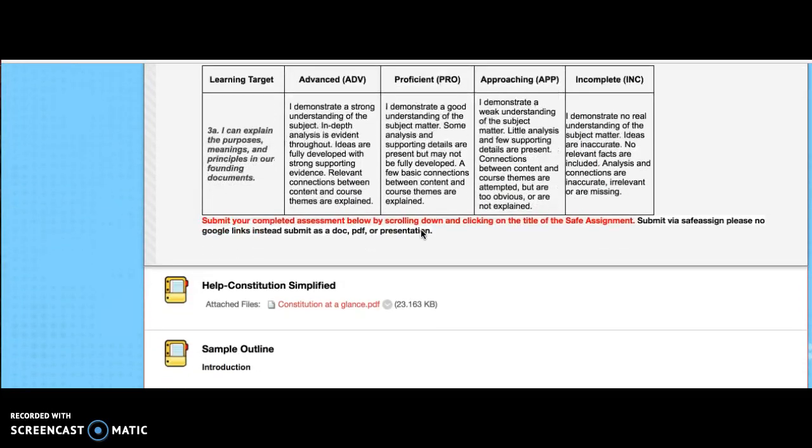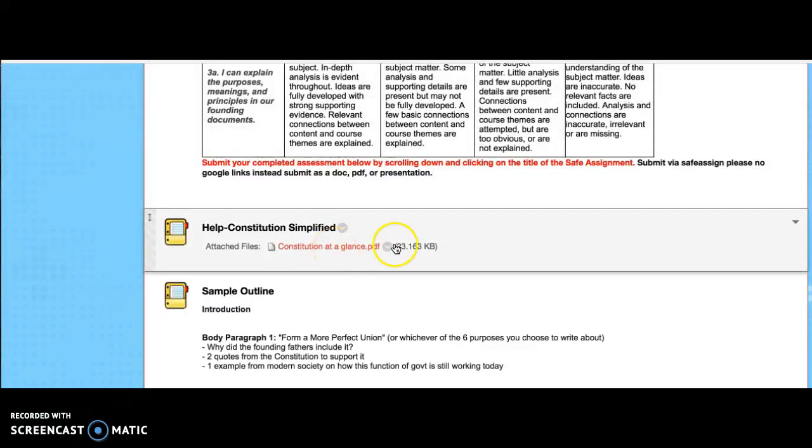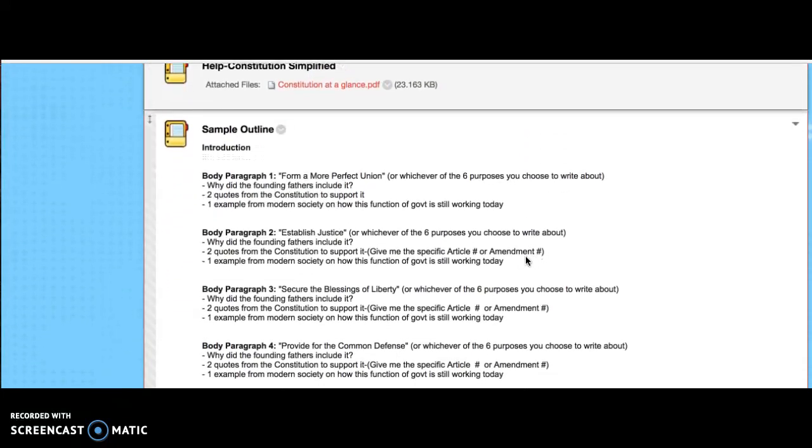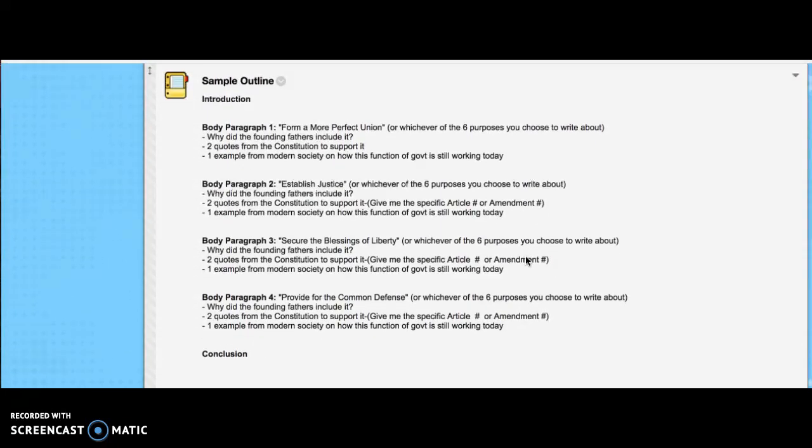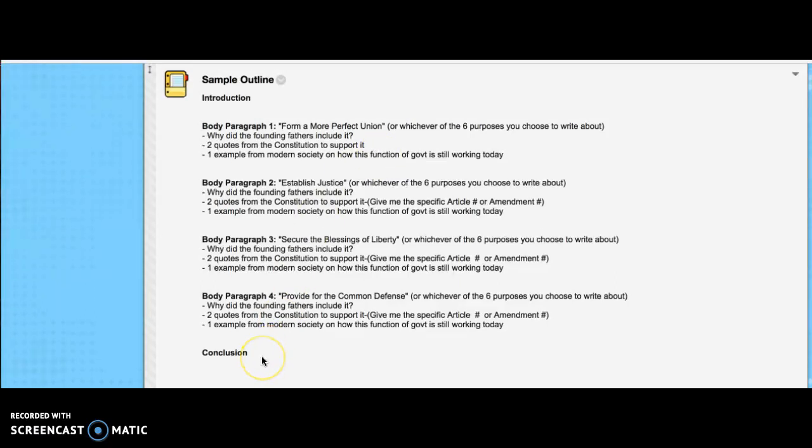So I've given you Constitution at a Glance, which I'm going to open here in a moment. I've given you a sample outline of how you should structure your essay. So like I said, introduction, then you pick 4 purposes. So here's my example, the 4 purposes of the 6 I picked. Then I had one sentence about why the founders probably included it, my 2 specific quotes, so now you're up to 3 sentences, and your 1 modern example. So now you should have about 4 to 5 sentences per paragraph, and then your conclusion.